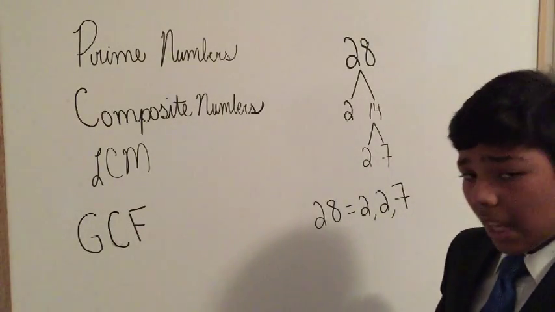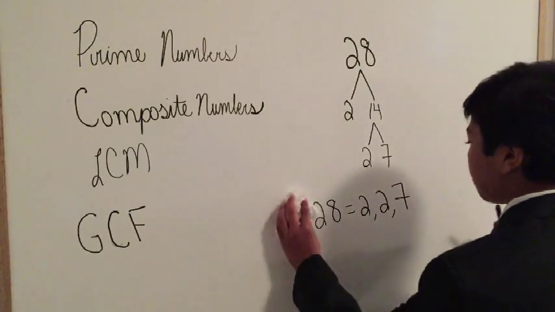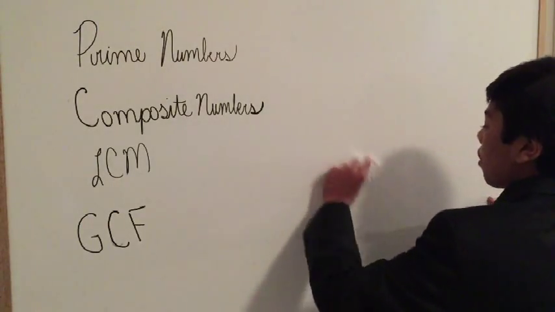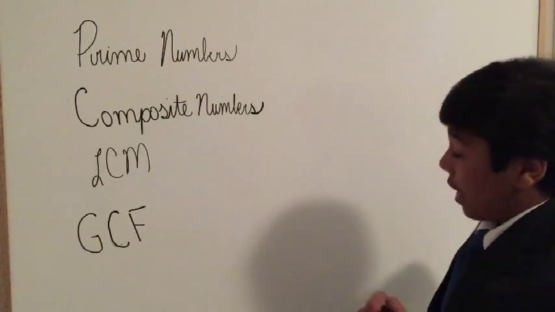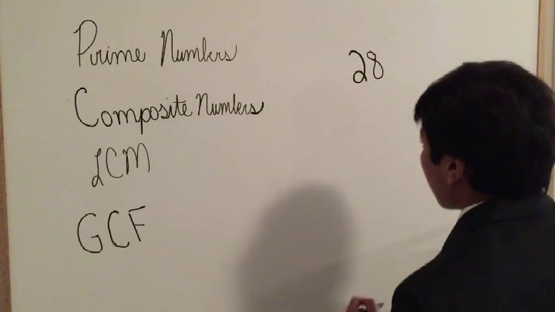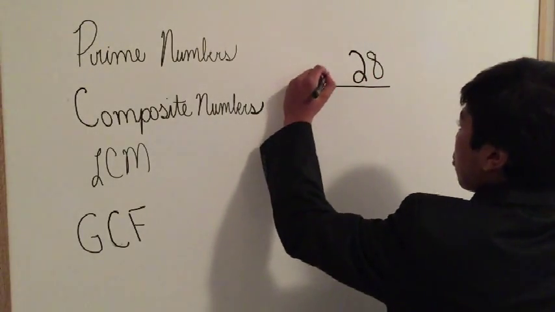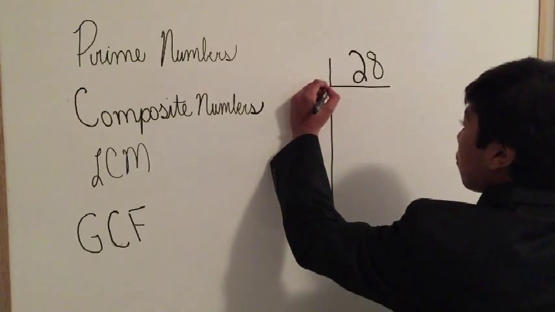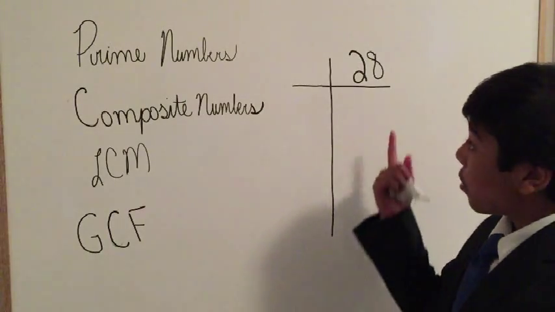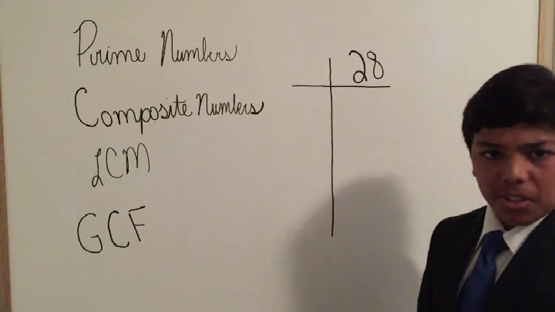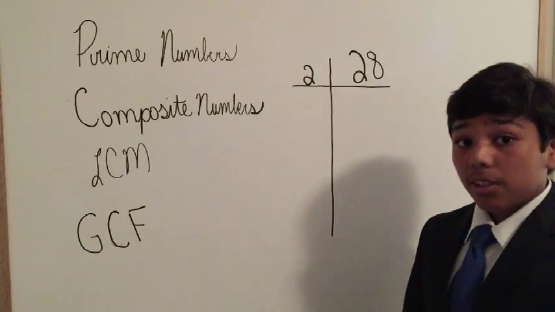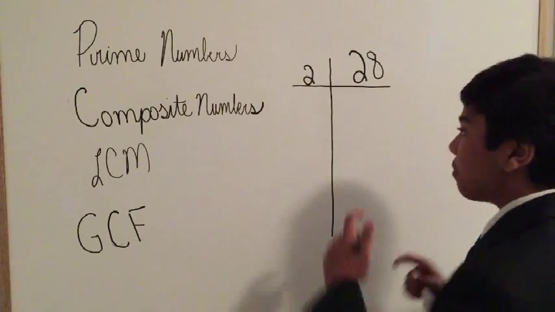Now let's move on to the table method, which is quite an interesting method. So we'll once again start with the number 28. And we'll essentially make a T-chart. Okay, so let's think to ourselves again. The lowest prime number that can be divided by 28 is 2, so let's put that down. So we put 2 down here, and 28 divided by 2 gives us an answer of 14.